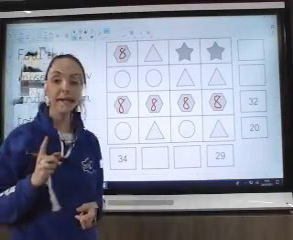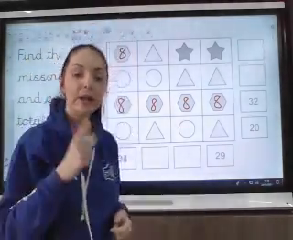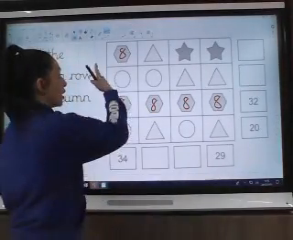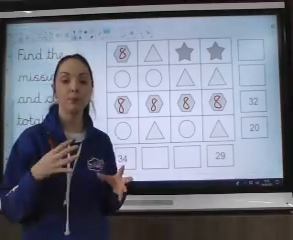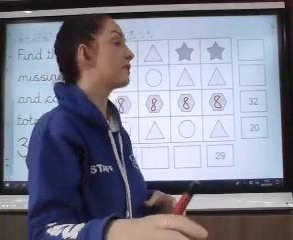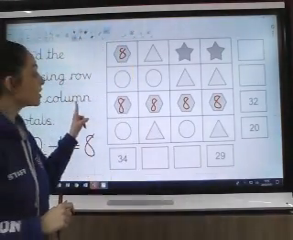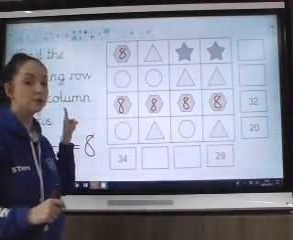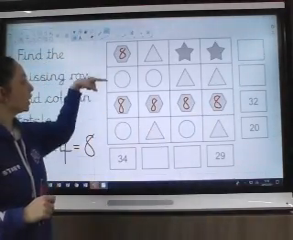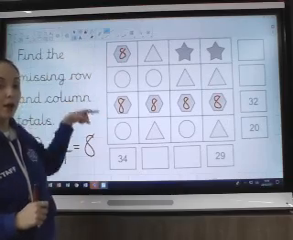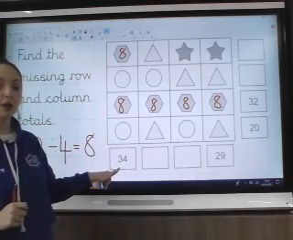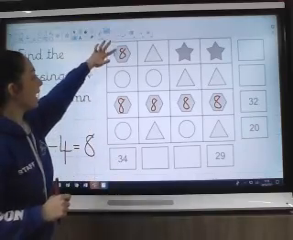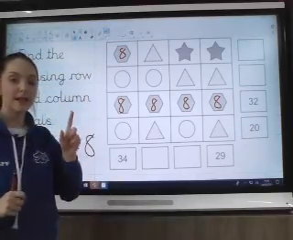Okay, and that's my tip for you today, is when you work out what a shape is worth, go and write it in the middle of all of that shape, and that will help you to see which ones you need to find. Okay, so we've worked that out. Now then, we've got 2 of this column. Okay, and we know that this column adds up to 34. Okay, so if you add 8, we know that's 16.